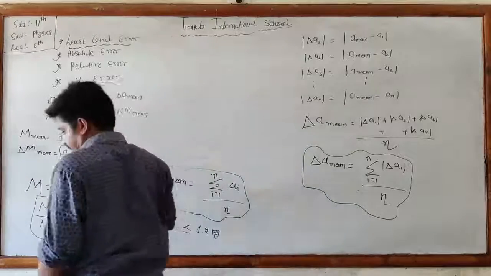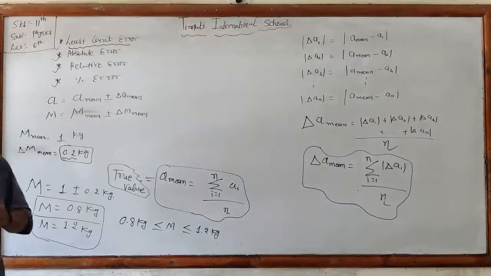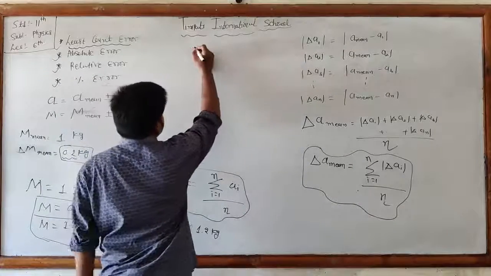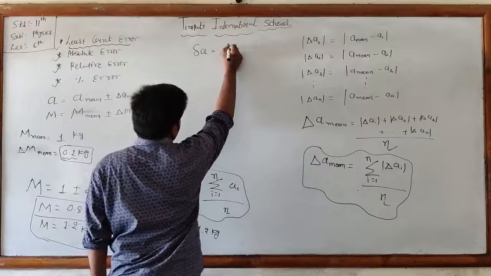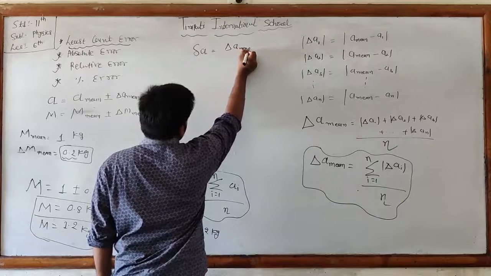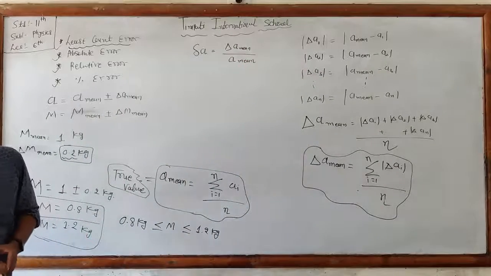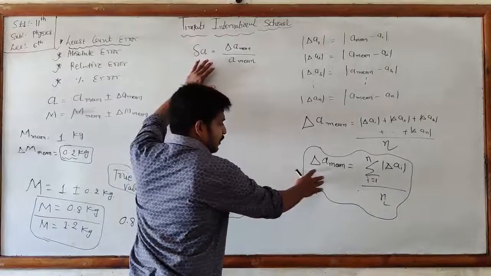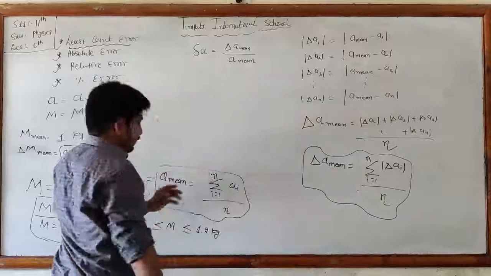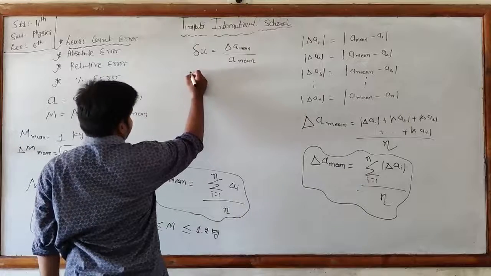Relative error is nothing but the ratio, denoted by delta. It is the ratio of delta A mean upon A mean. So to find the relative error, whatever value you have here gets divided by this value. Then you can find the relative error and the percentage error.